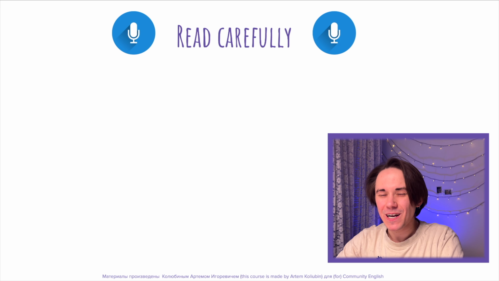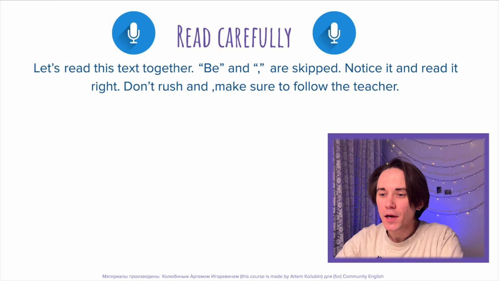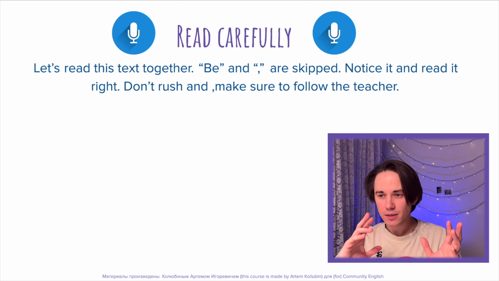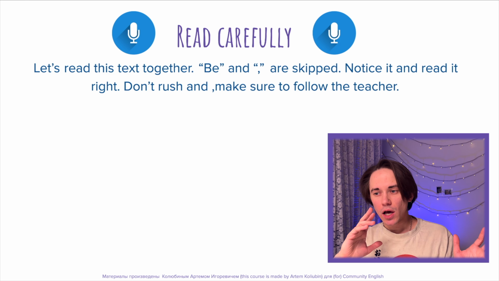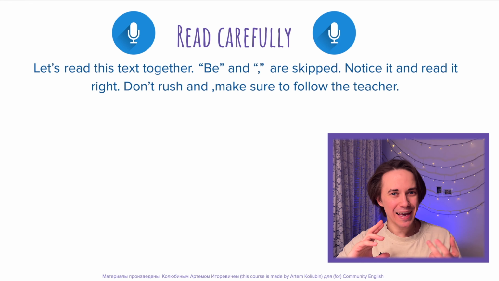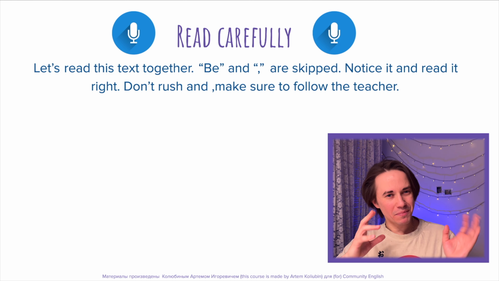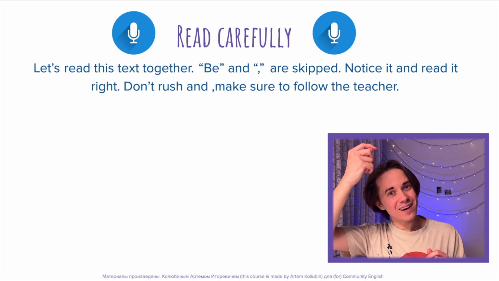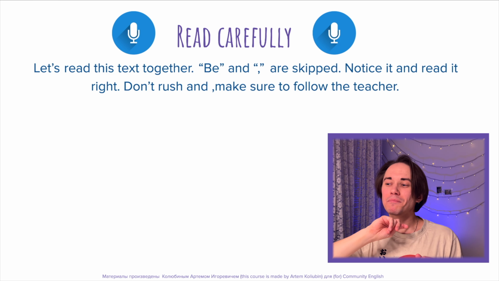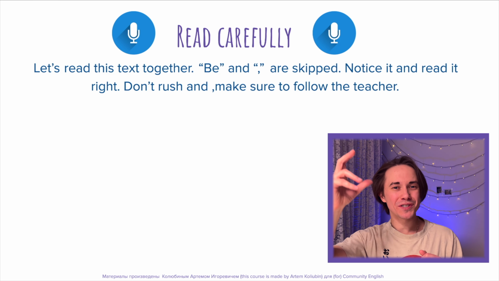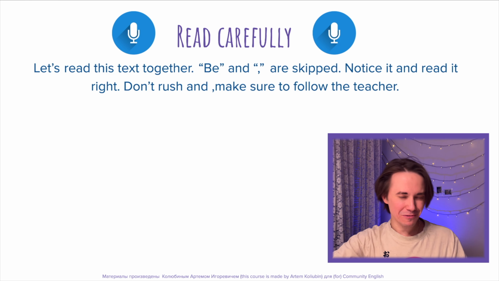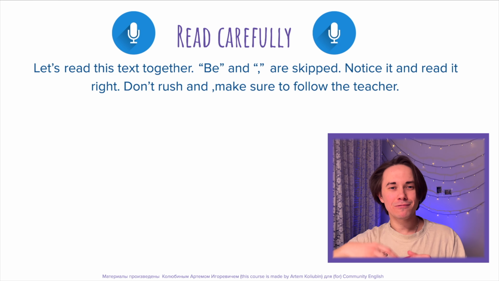So now, let's practice a little bit. What do you need to do? You'll have a little bit of a text. And in this text, "be" verbs, like "is" or "was," are missed. And commas are missed too. But anyway, you need to read it, notice it, recognize if it's a gerund or a participle, and read it correctly.